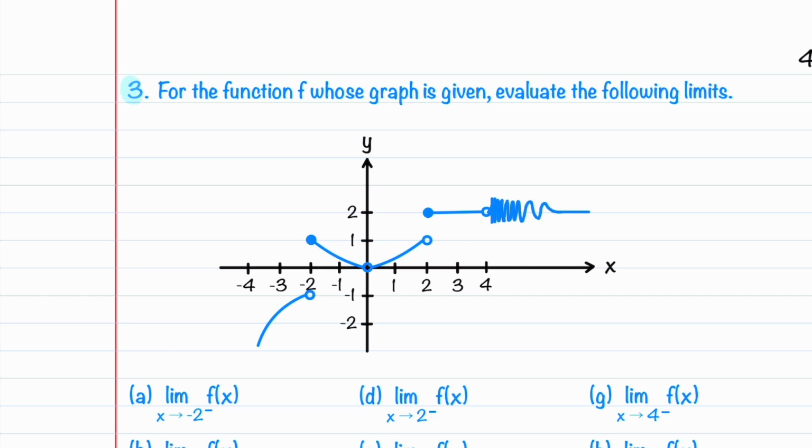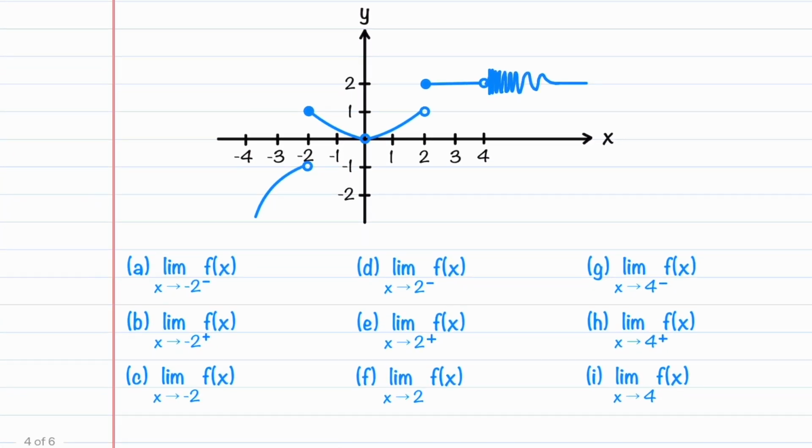In example 3, we're given a function f whose graph is given, and we're going to evaluate the following limits. Let me move this up a little bit so that we can see the limits. The first limit that we're going to evaluate is the limit as x goes to minus 2 from the left of f of x.